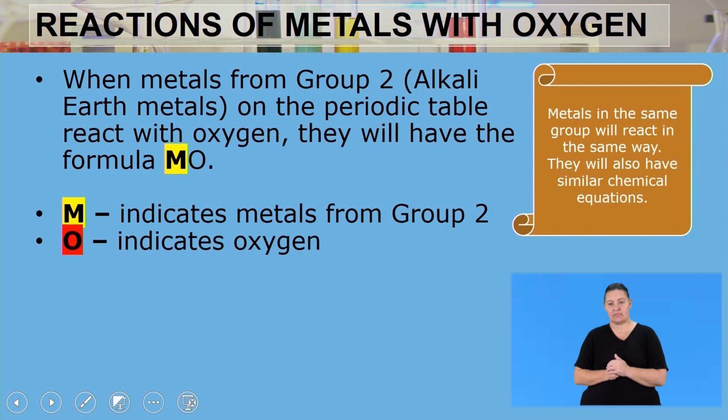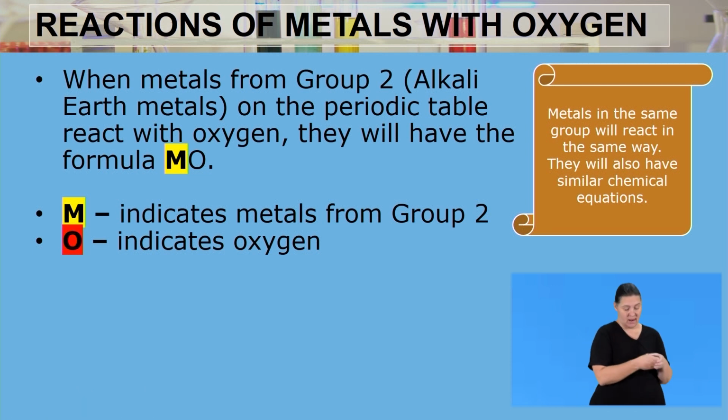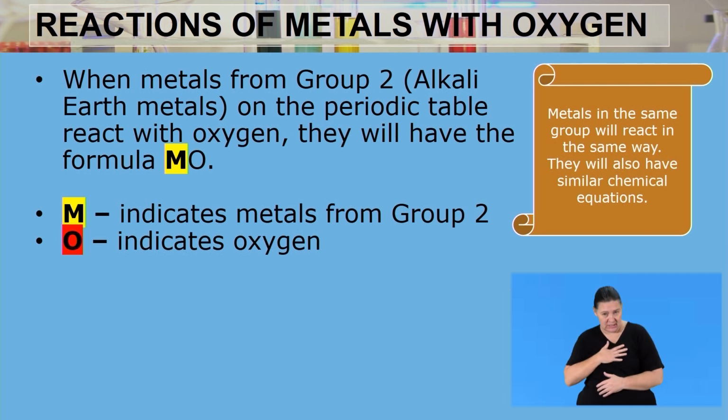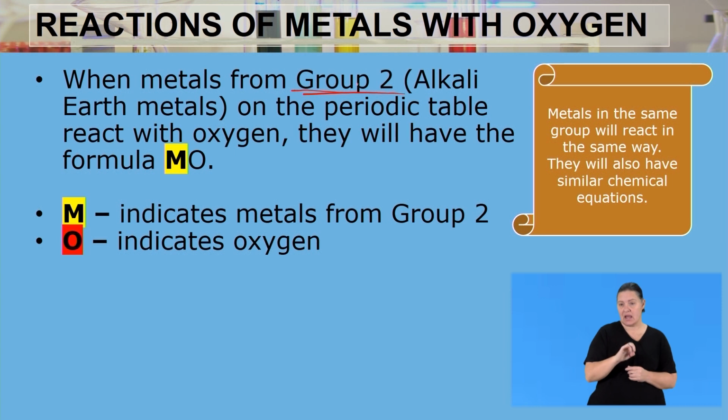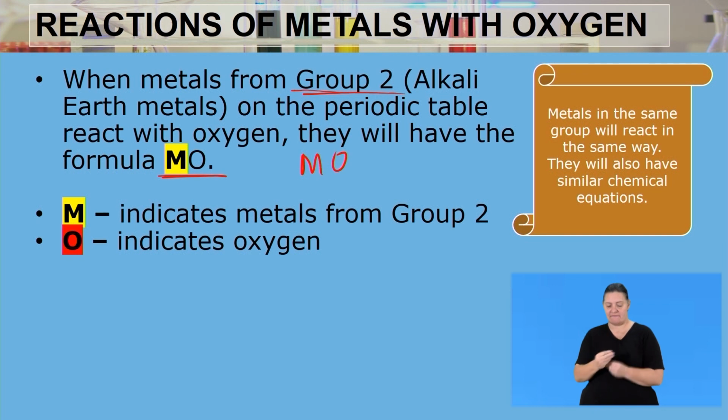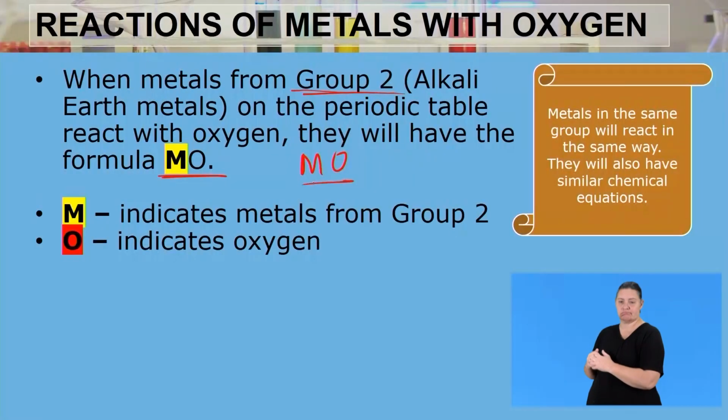So we have looked at metals from group 1. What happens now with metals from group 2? When they react with oxygen, remember that oxygen is a diatomic molecule, and these metals are found in group 2. They are called alkaline earth metals. So when they react with oxygen, they will have the formula MO, with a ratio of 1:1. That means for every 1 metal from group 2, there is 1 oxygen atom. When they react together, they form our metal oxide, which is different from when oxygen reacts with a metal from group 1.